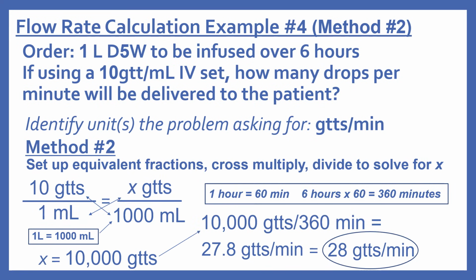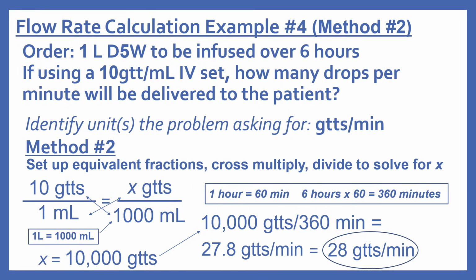Okay, now we'll look at the same example 4 with method number 2. So our order is for 1 liter of D5W to be infused over 6 hours. If using a 10 drop per milliliter IV set, how many drops per minute will be delivered to the patient? So we're looking for drops per minute, and with method 2, we'll set up our equivalent fractions, cross multiply, then divide to solve for X. So 10 drops per 1 milliliter equals X drops per 1,000 milliliters, because we know that 1 liter equals 1,000 milliliters. We can go ahead and do that.